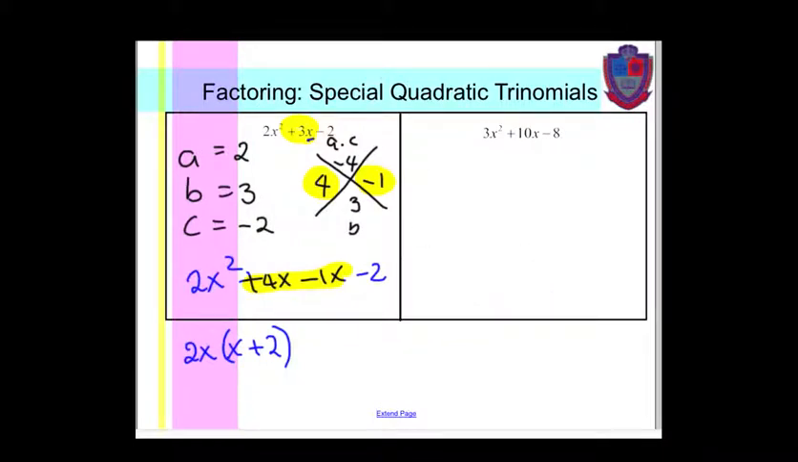Then we look at the second half of it, which is the minus 1x minus 2. So looking at this, they have nothing in common. When they have nothing in common, it's always going to be a +1. So if I was to say +1, I'm sorry, -1 here. Look at it. They both have a negative sign. So they have a -1 in common. This becomes x plus 2.